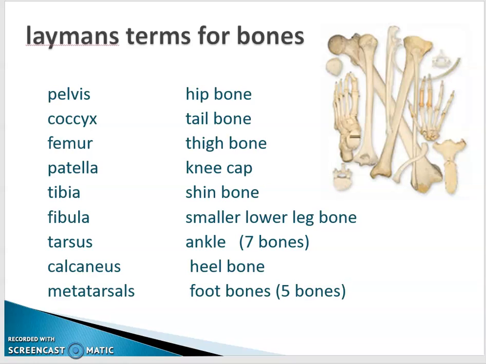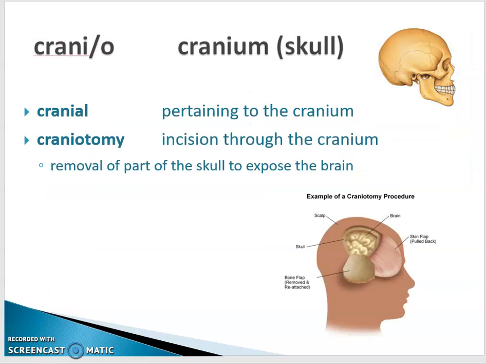Calcaneus is the heel bone, and the metatarsals are the foot bones. And like the hand, there's 5 of those, and they don't have individual names. They're just known as the metatarsals. They are numbered, however, 1 through 5. Okay, so cranial is the combining form for the cranium, or the skull. Our pertaining to form is cranial, meaning pertaining to the cranium.